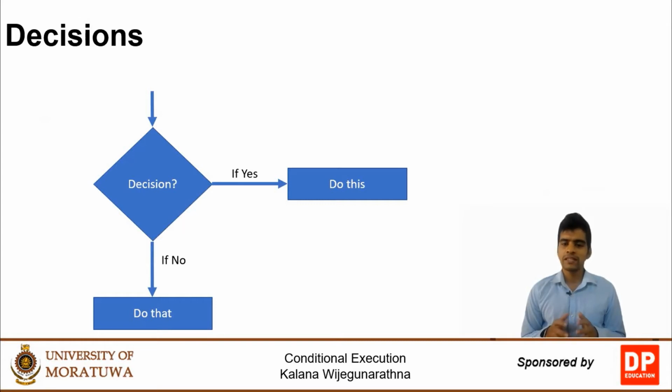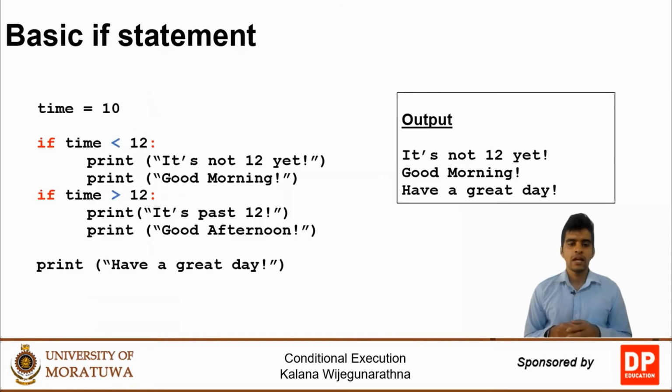In our very basic Hello World program, the program would simply greet us with a simple greeting. But what if we wanted to make the program a bit more intelligent? What if we wanted the program to greet us according to the time of the day? Good morning before 12 o'clock and good afternoon after 12 o'clock. Here's how we can code that.